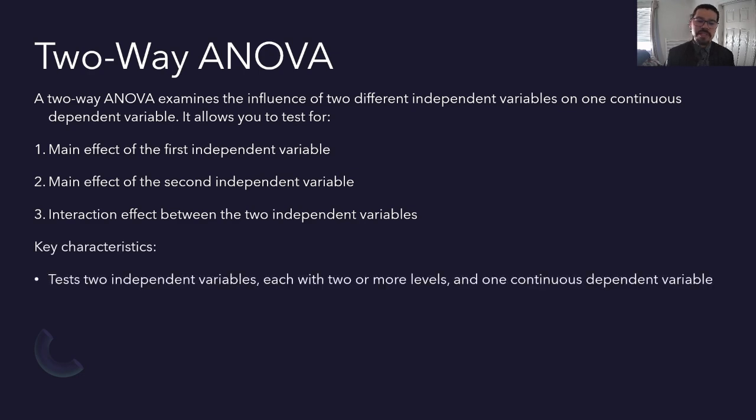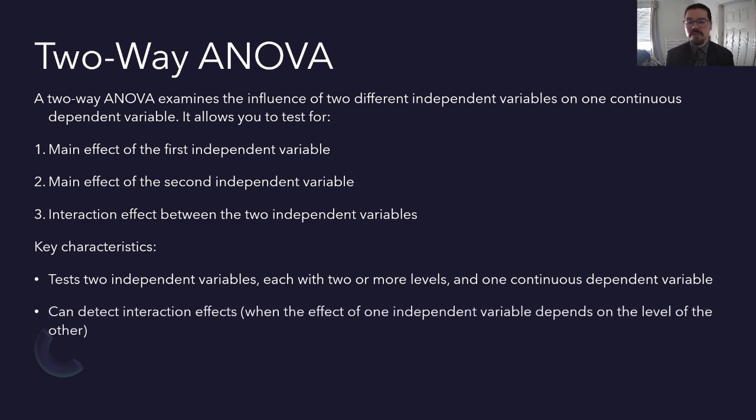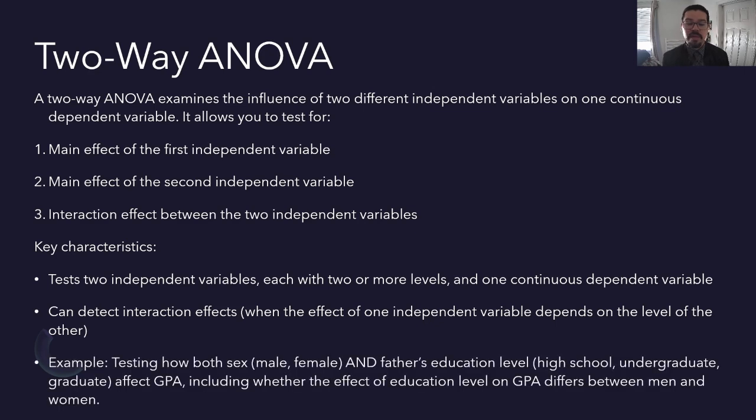So its key characteristics include that there are two independent variables, each with one or more levels, and one continuous dependent variable. It can detect interaction effects when the effect of one independent variable depends on the level of another. An example might be testing how sex, male and female, and father's education level, high school, undergraduate, graduate, affect GPA, including whether the effect of education level on GPA differs between men and women. So it's a very complex and a very powerful way to use ANOVA.